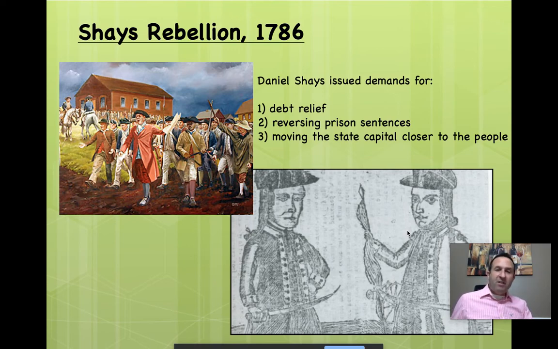Now, they were kind of allowed to do this until they tried to seize the federal arms arsenal in Springfield, Massachusetts. And once that happens, now the state militia is called in and quickly ends the rebellion. And so they were kind of allowed to protest a little bit and do these things. People understood the issue. But it was only then that the militia was called in and the rebellion quelled.